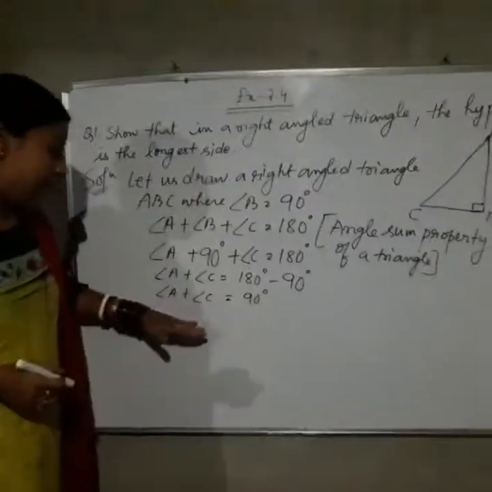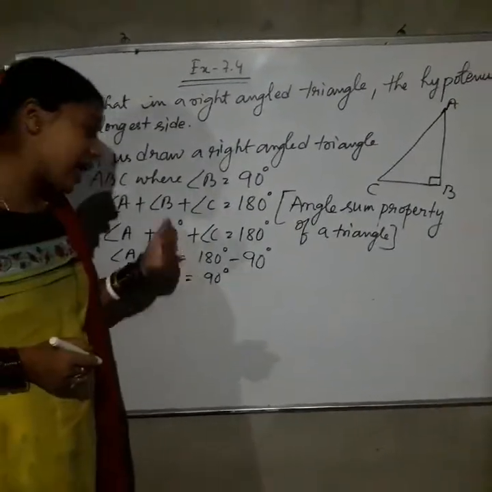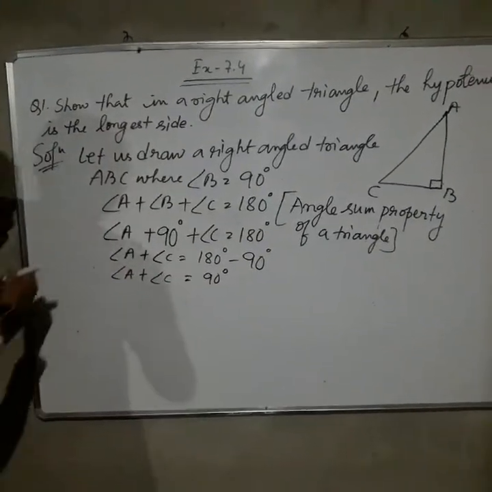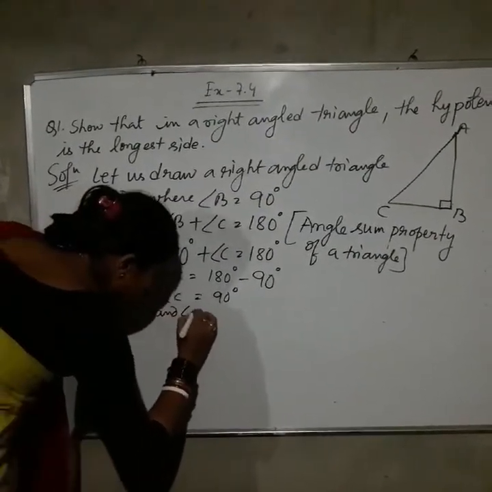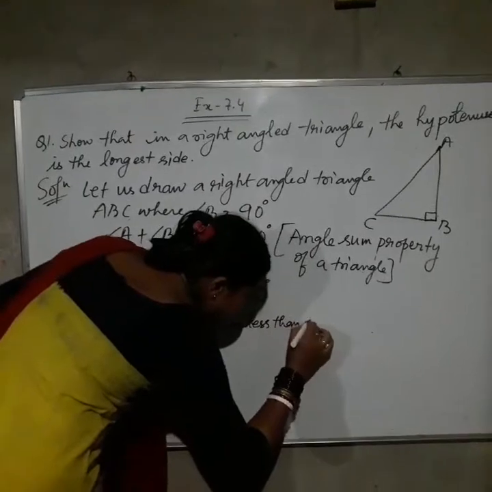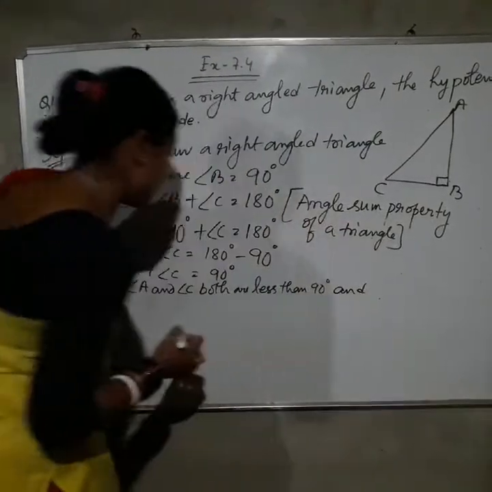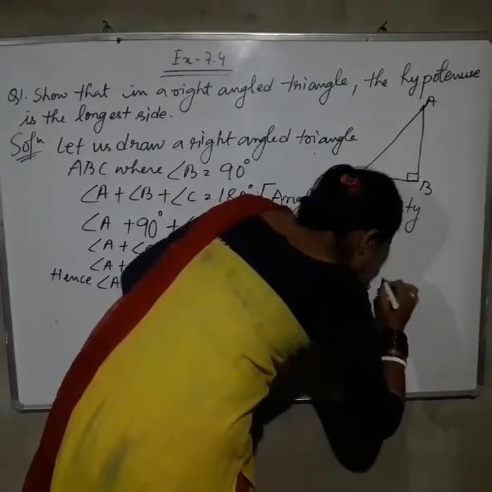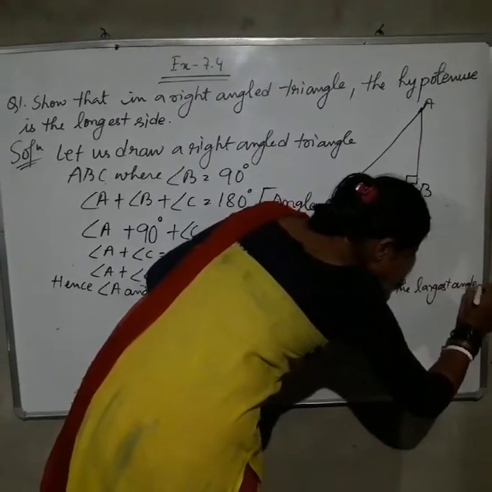What does it mean? The sum of these two angles is 90 degrees. That means angle A and angle C are acute angles, because angle A and angle C are less than 90 degrees. Hence angle A and angle C both are less than 90 degrees. And if A and C are less than 90 degrees, then angle B is the largest angle here.